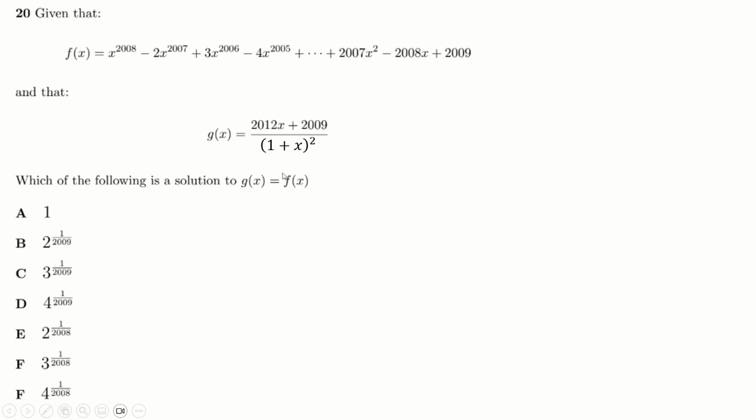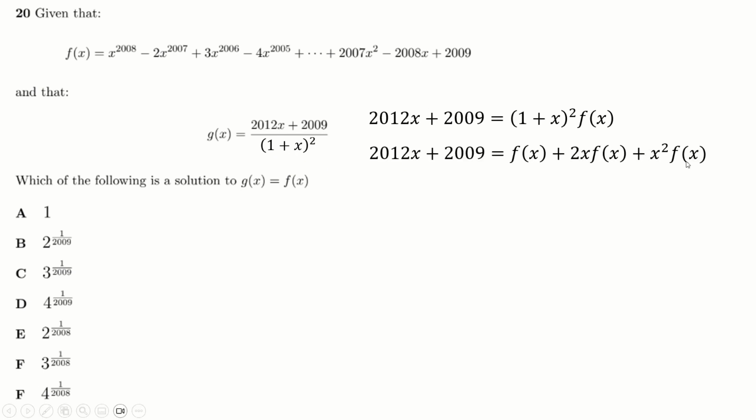Now, number 20, I've linked this paper in the description below, but number 20, I should have maybe said at the start, had a misprint, so I've just retyped it down here as what it should be. So, okay, how do we do this? Well, what we'll do is we'll just set f of x equal to g of x, and of course times by 1 plus x squared, both sides. Now we can expand this out, and then we can times it by f of x everywhere.